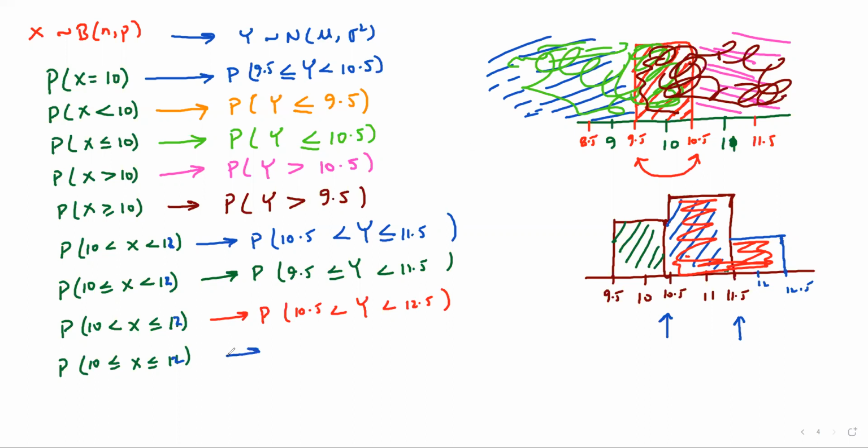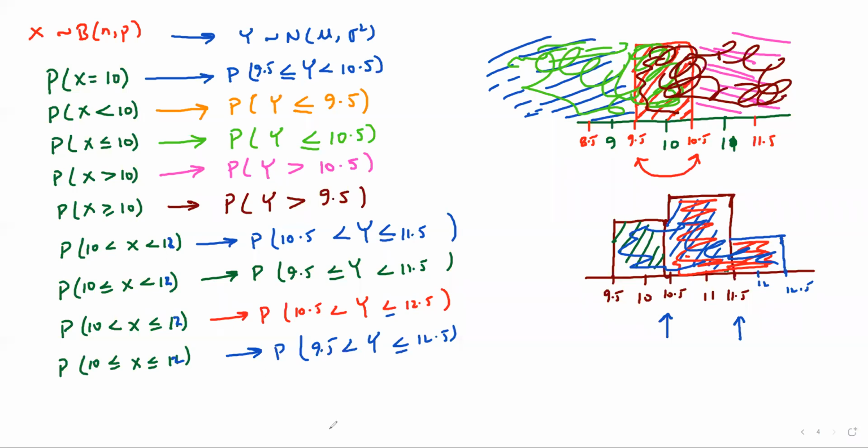Okay. And for the last one, both of them are included. So it means we are going to take all this area here. So this is going to be between 9.5 and 12.5. It's better to keep an equal mark, at least one equal mark here. So that is how you fix this continuity correction, or the continuity error, while going from the binomial distribution to the normal distribution.